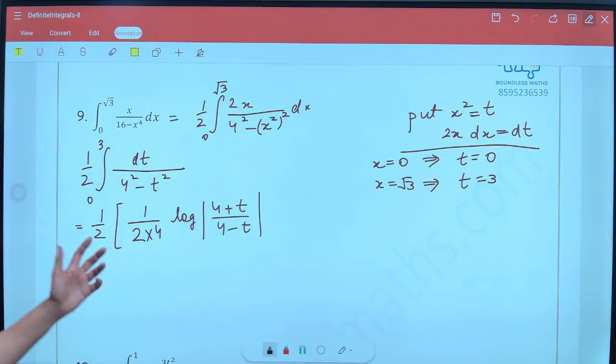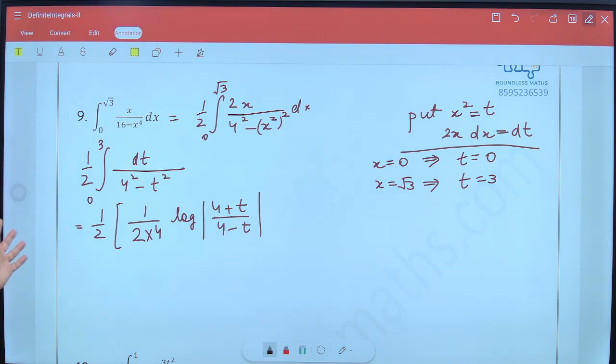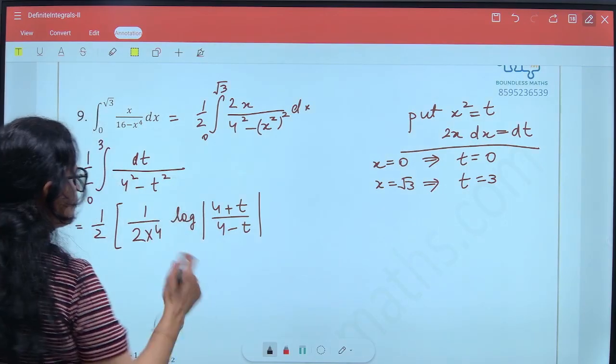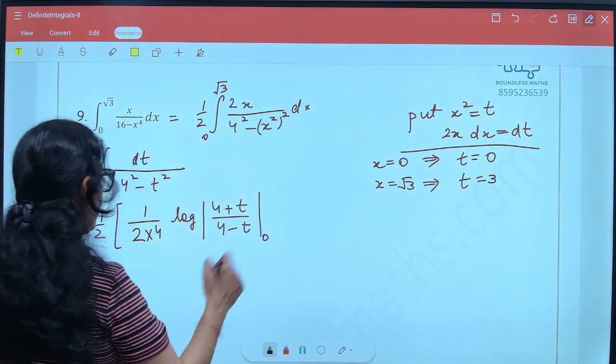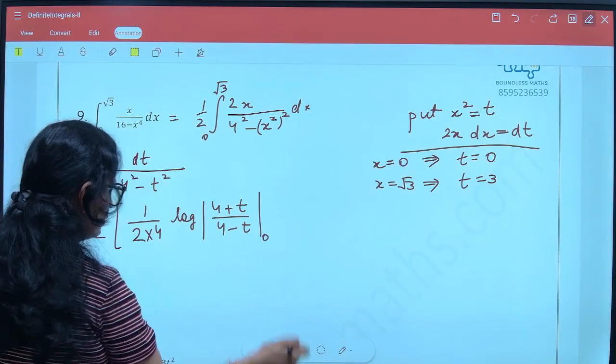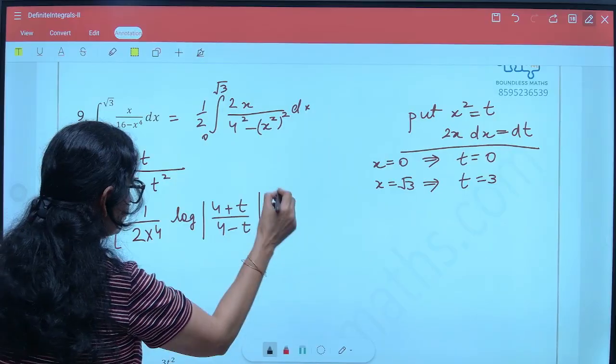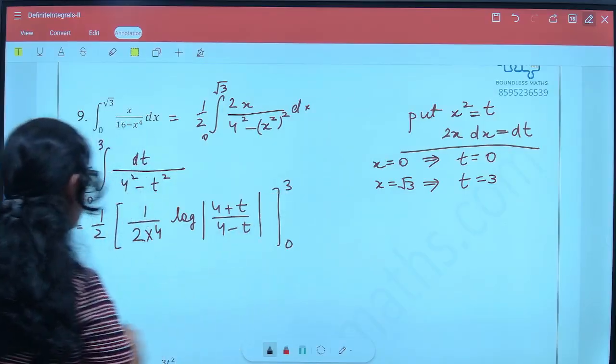Again, this is a standard integral formula that we have done in indefinite integrals. You can go back and watch that video to learn these formulas and see how we learn them. And the limiting values are 0 to 3. So this entire expression from 0 to 3.